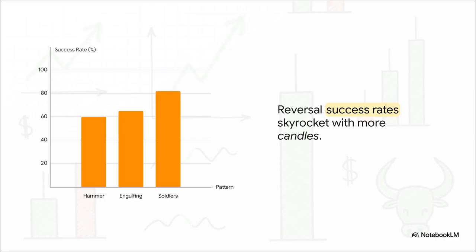Look at how this strategy builds. As we progress from a 1-candle skirmish like the hammer at a 60% success rate to a 2-candle campaign like the engulfing at 65%, all the way up to a massive 3-candle victory like the white soldiers, the probability of a successful reversal absolutely skyrockets to over 80%. It just proves that more evidence, gathered over more time, yields a vastly more reliable signal.